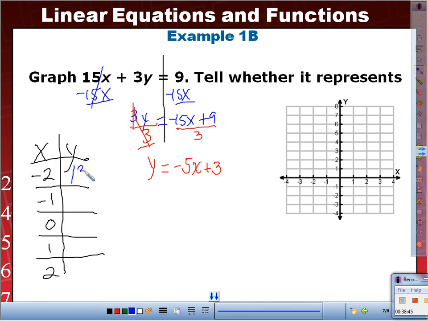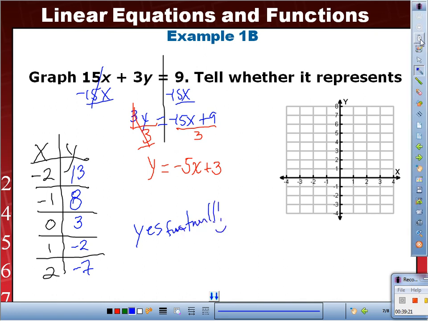Who got 13 for the first value? Okay, good. Who got 8 for the second? 3 for the third? Okay, and by now, look up, you should see a pattern. So what's the next value, everyone? Negative 2 and negative 7. All right, just by looking at this, is this a function? Yes, function. All right, finish it off.